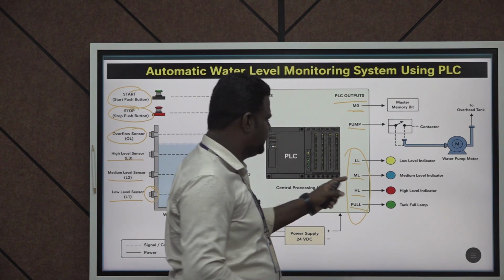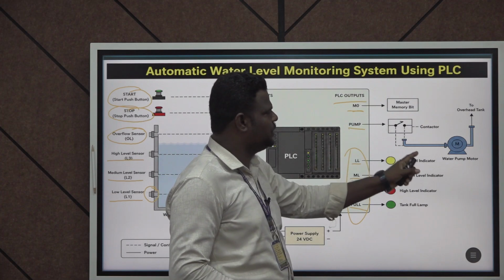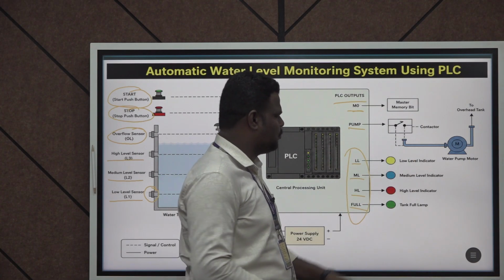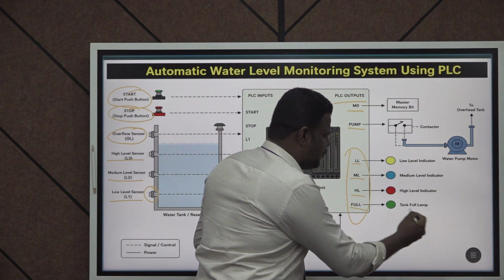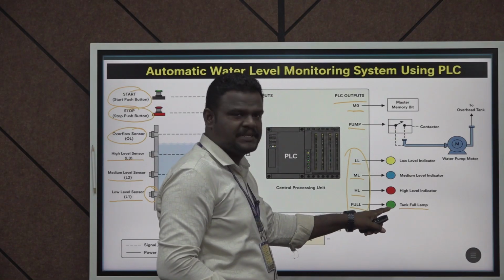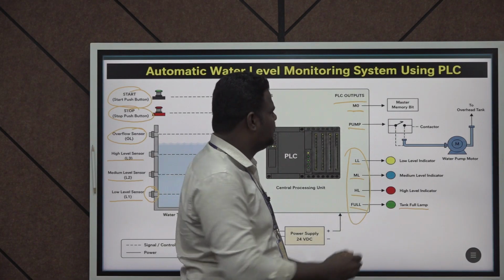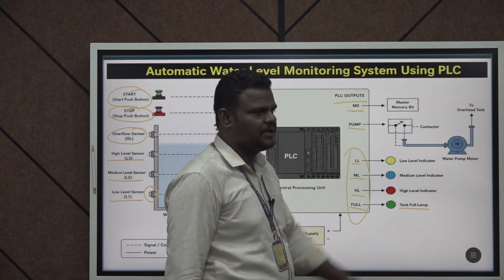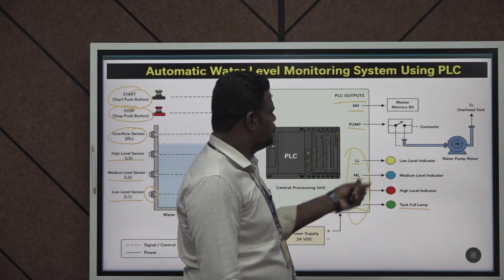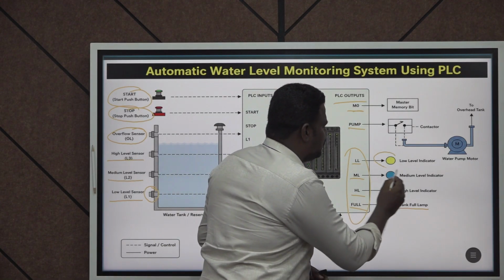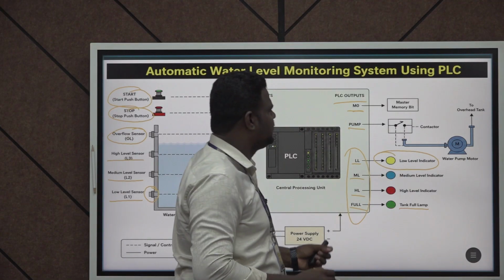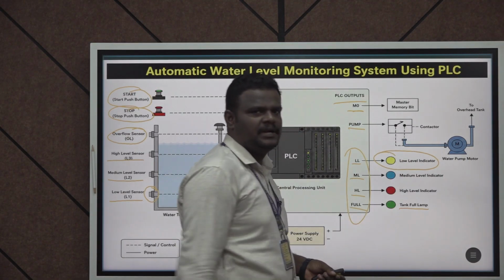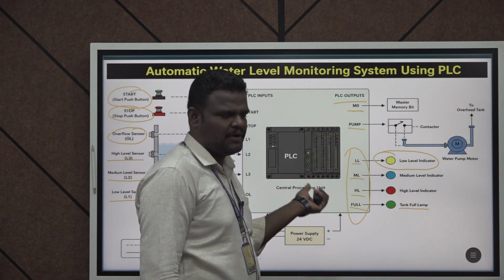Based on the indication, the pump is controlled. If the tank full green lamp is turned on, at that time the pump will be deactivated with the help of the contactor. If the yellow low level indicator is high, at that time we need to turn on the pump in order to allow water into the tank.